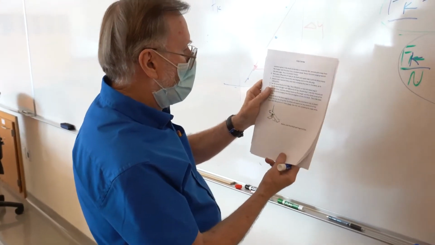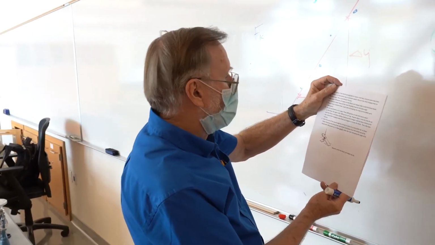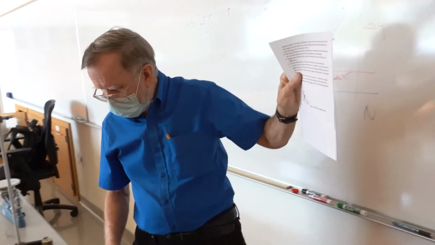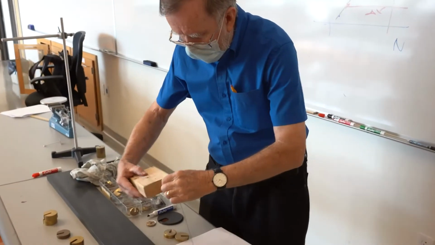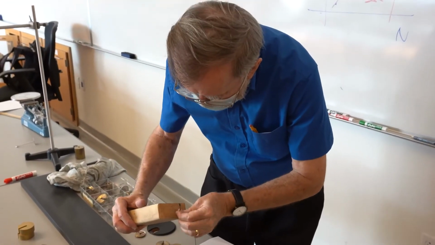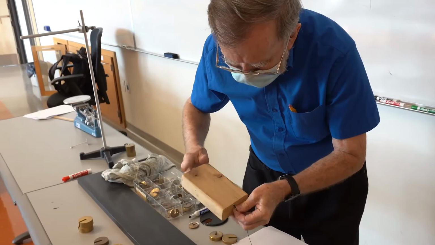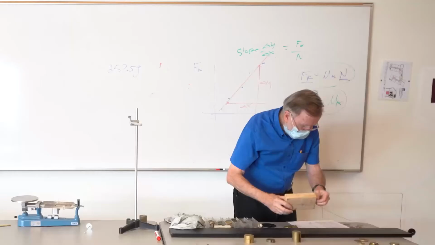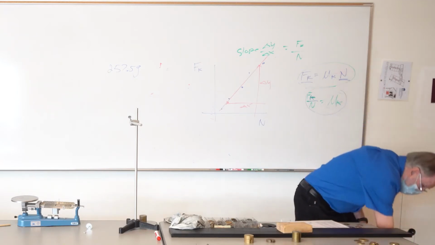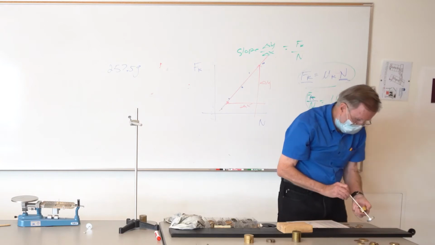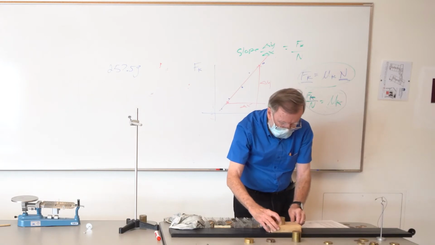All right, we've done the coefficient of kinetic friction. How do we do the coefficient of static friction? That's procedure 7. For the coefficient of static friction, we're going to do just what we did before. We're going to lay the block flat on its side. I'm going to reposition the string again, and we're going to place 400 grams on it.